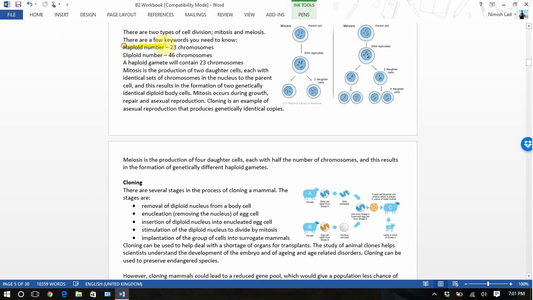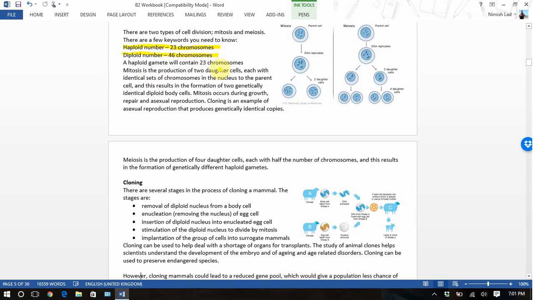First, I need to make sure you understand 2 terms. The haploid number, that's 23 chromosomes. The diploid number, that's 46 chromosomes. We, as humans, have 23 pairs of chromosomes, so we have 46 chromosomes. So haploid gametes, so like a sperm or an egg, will have 23 chromosomes.